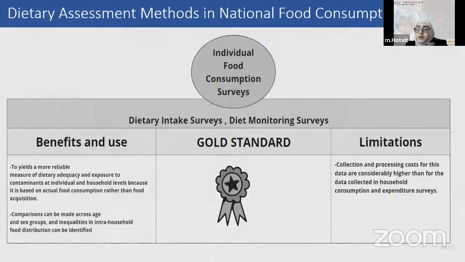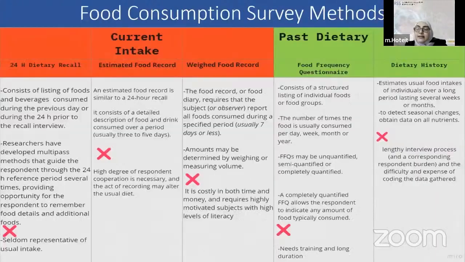So compared with household consumption and expenditure survey methods, the individual food consumption survey methods yield a more reliable measure of dietary adequacy and exposure to contaminants at the individual and also at the household level, because they are based on actual food consumption rather than food acquisition. According to most of the research, it's the gold standard method. Further, since the data are collected at the individual level, comparisons can be made across age and sex groups, and even inequalities in intra-household food distribution can be identified.